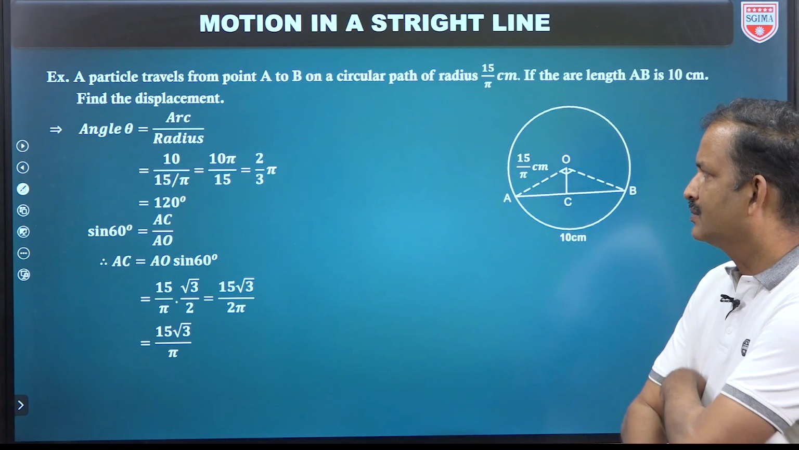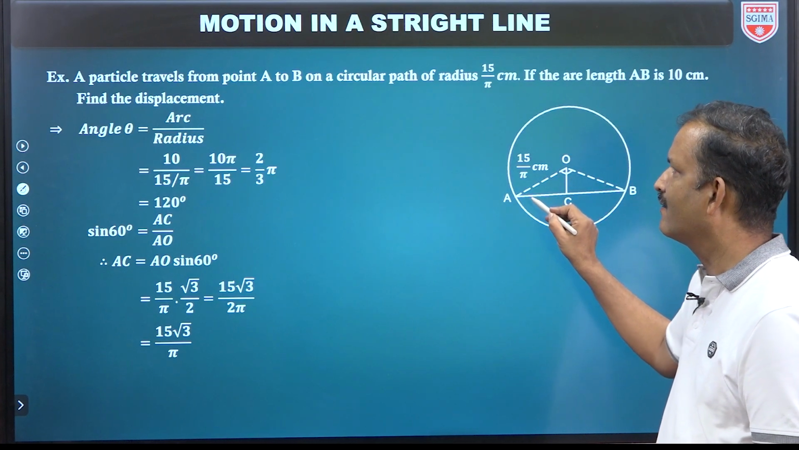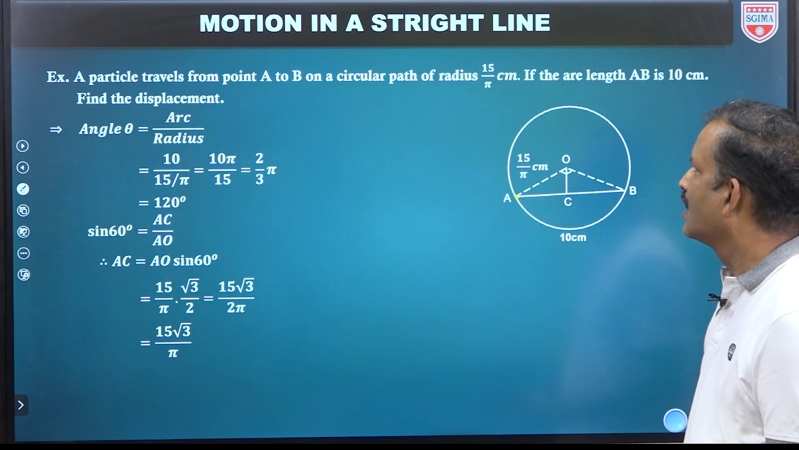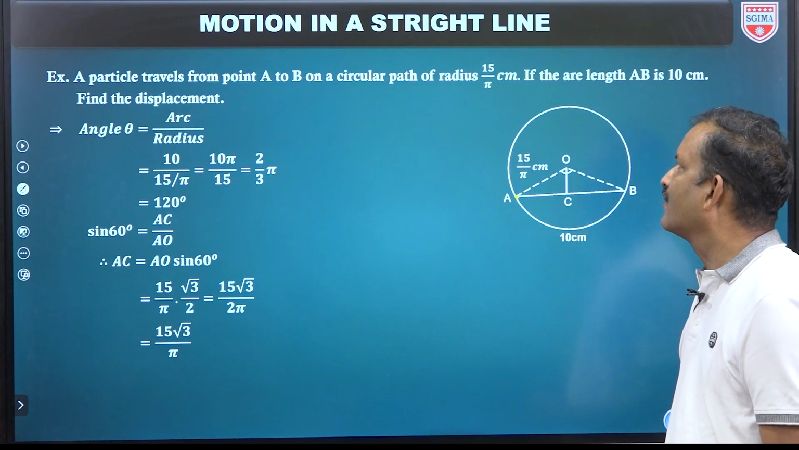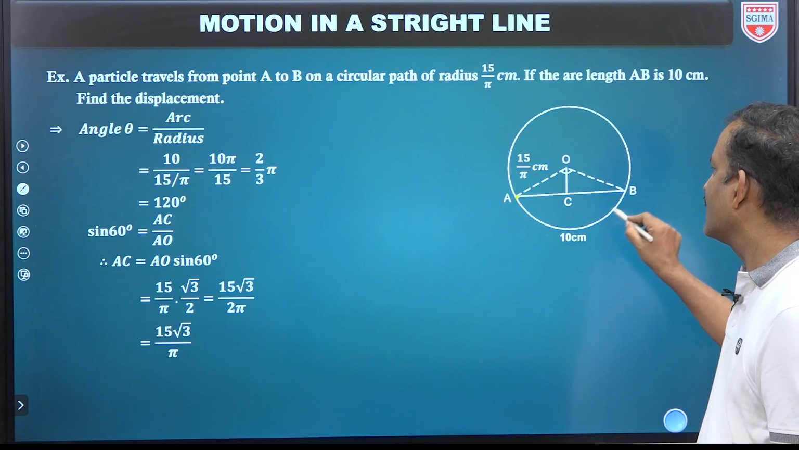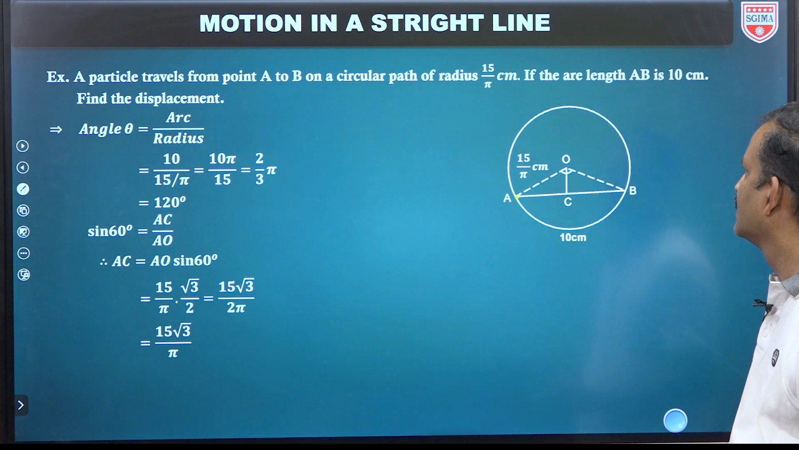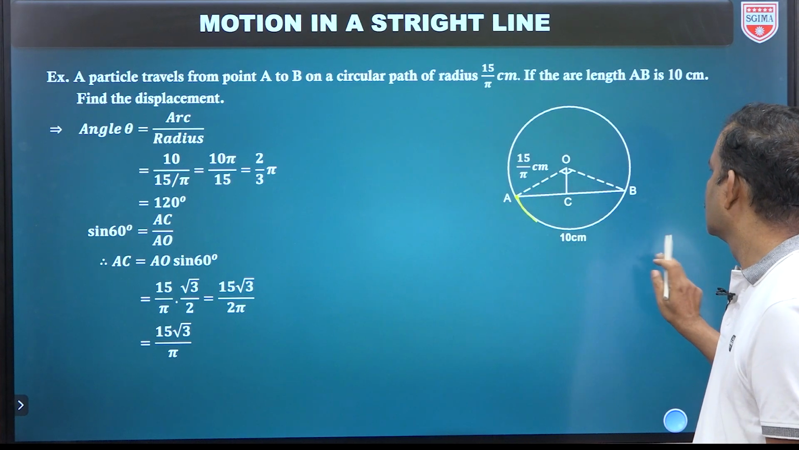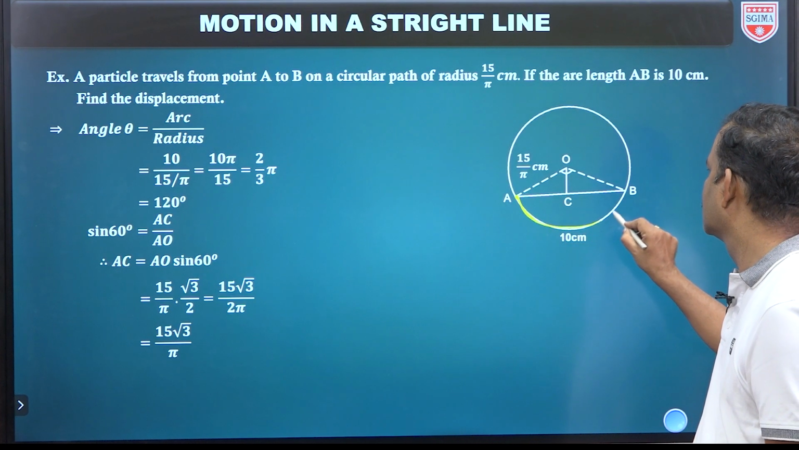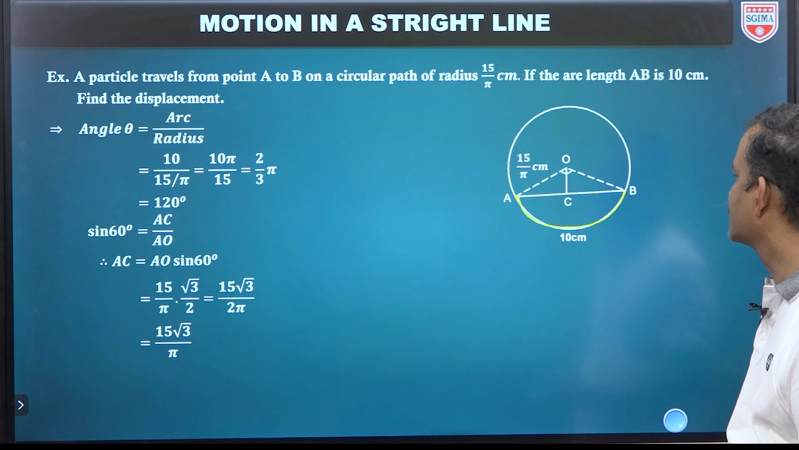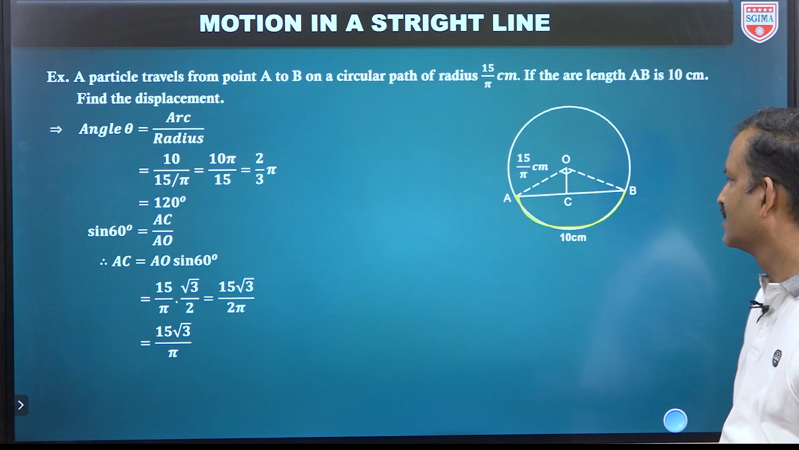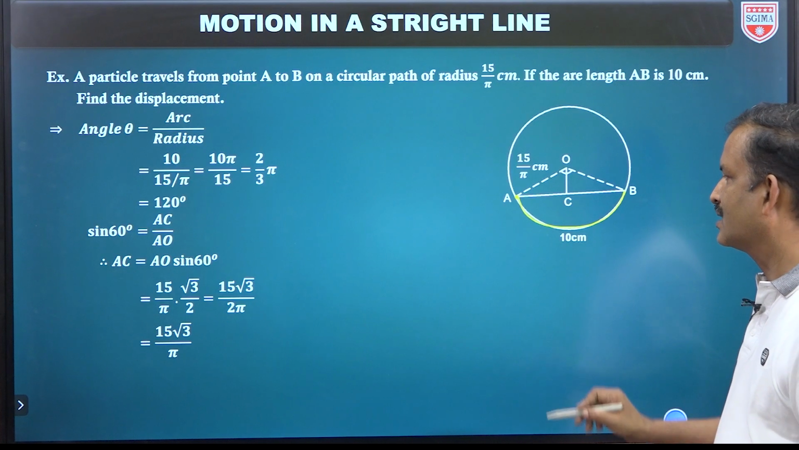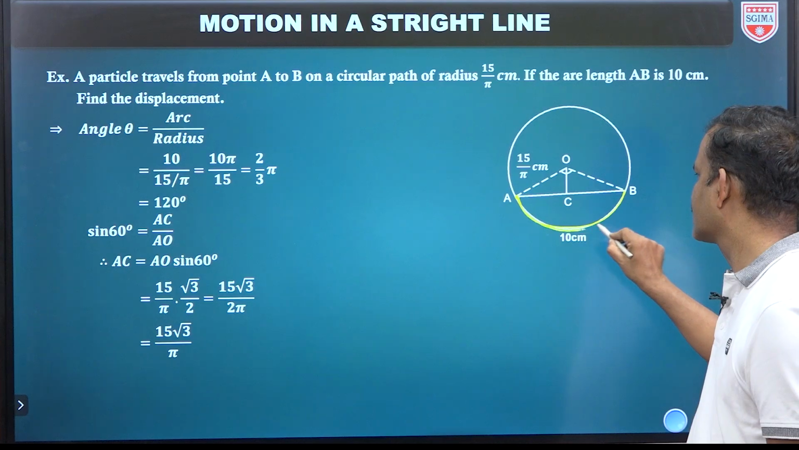Now, I am taking that a particle travels from point A to B on a circular path of radius 15 by pi centimeters. If the arc length, this is the arc, this arc length AB is 10 centimeters. Find the displacement. This arc length is 10 centimeters.